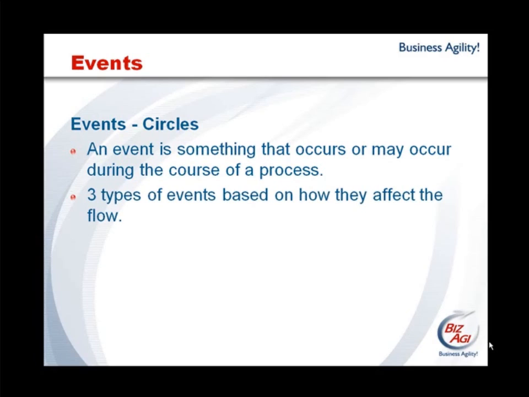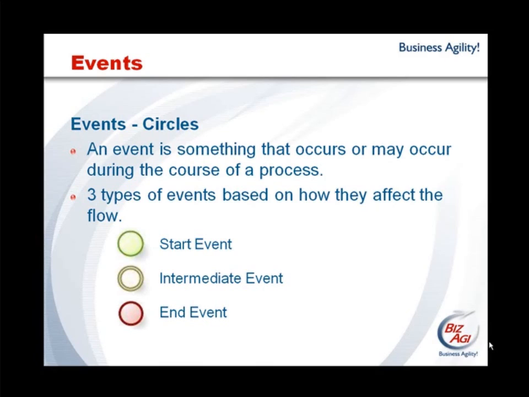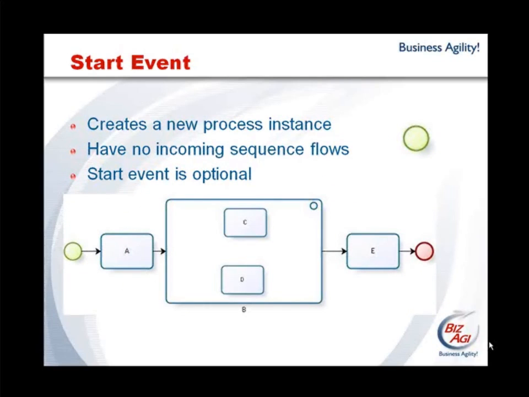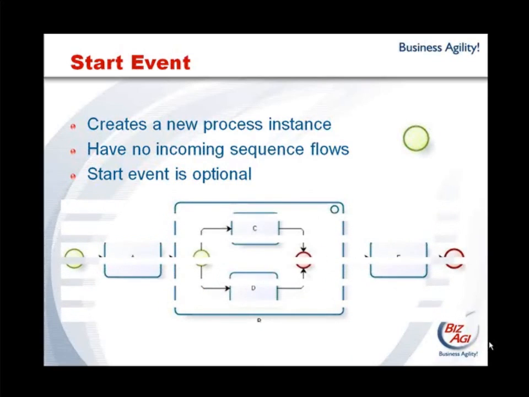There are three types of events based on how the process flow is affected: start events, intermediate events, and end events. Start events indicate when a process is initiated and do not have incoming sequence flows. BPMN states that it is not obligatory to use a start event within a process diagram. However, it is good practice to do so.